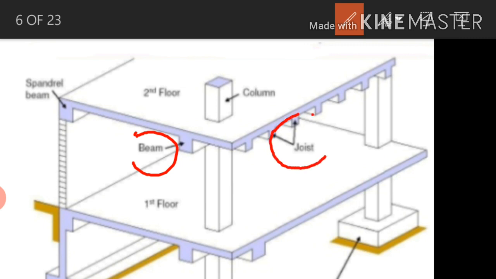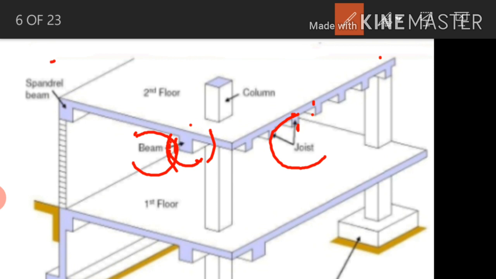They are called joists, and the joists in turn support the floor load, that is the slab, and the slab load is transferred to the joists. Joists are nothing but the secondary beams, and from the secondary beams the load is transferred to the main beams, and these main beams are called girders. Generally or mostly the term girder is used for bridge structures, or the member which carries the heavy loads is called a girder.